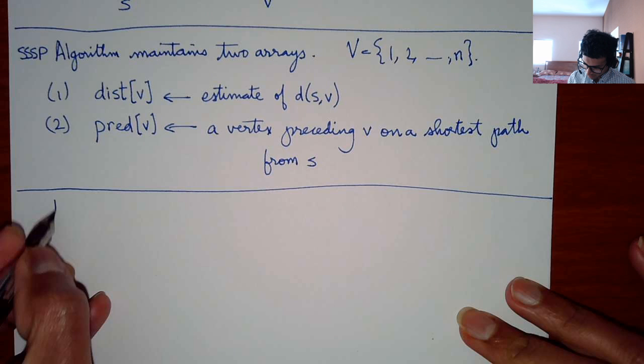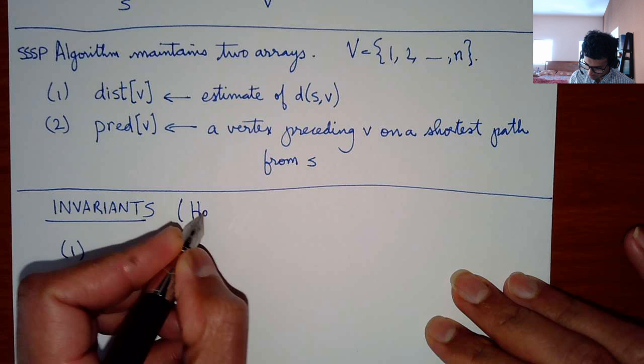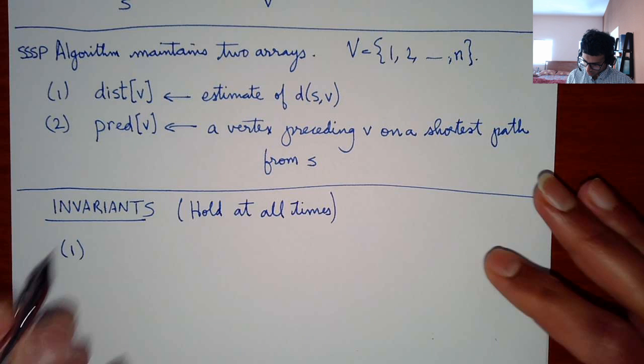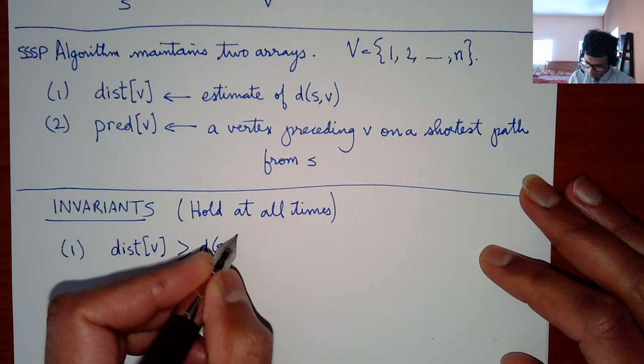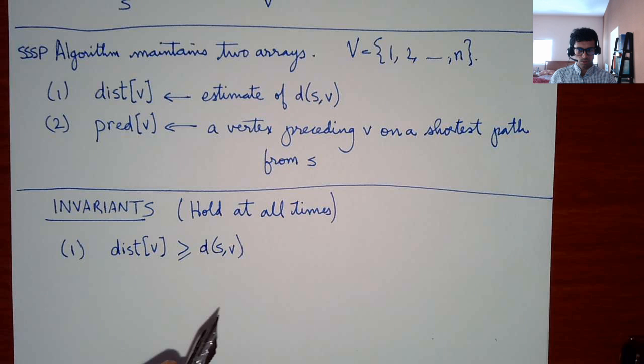The first invariant will hold at all times. The first invariant is that dist is always an upper bound on the true shortest path distance. So it will always be the case that dist v is an upper bound, meaning that it's greater than or equal to the true shortest path distance.